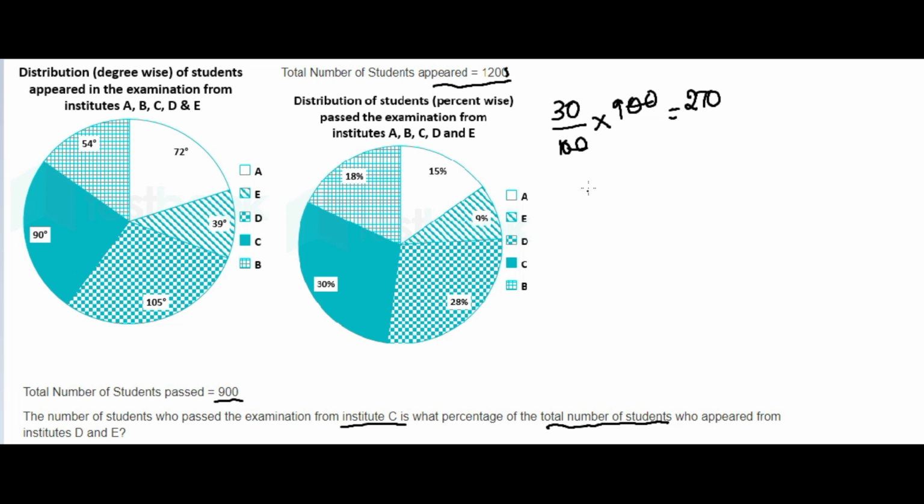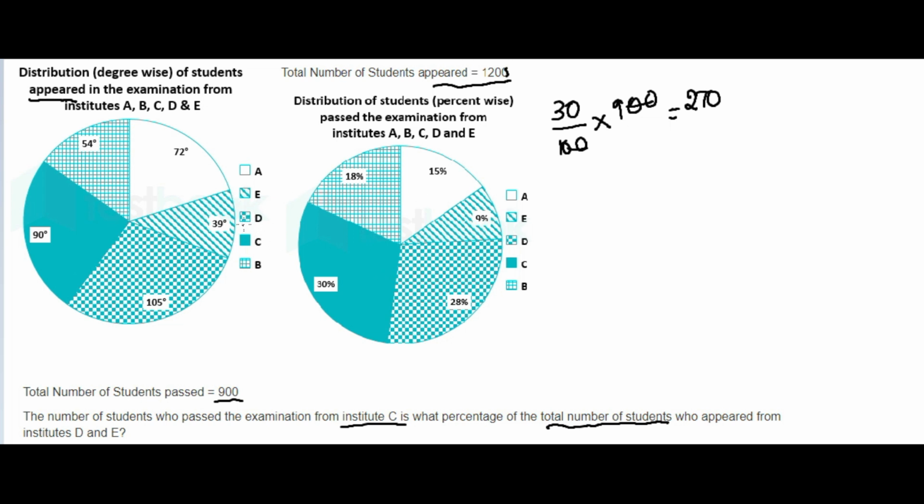Okay, so the number of students from D. What is D actually? So listen here, this is pass. They are not going for the pass, but they are going for the appeared, because only the appeared you have to use, since here they are only asking the total number of students, not the pass percentage. Pass percentage means what we have seen here for C. Okay. So D, how many members?